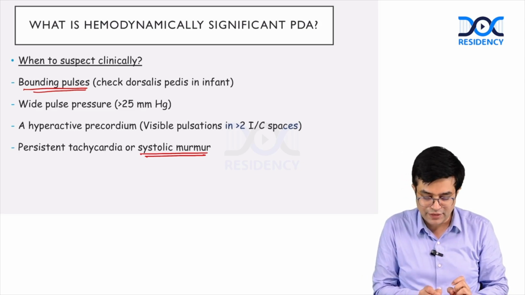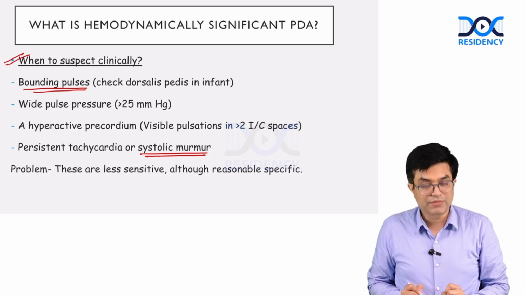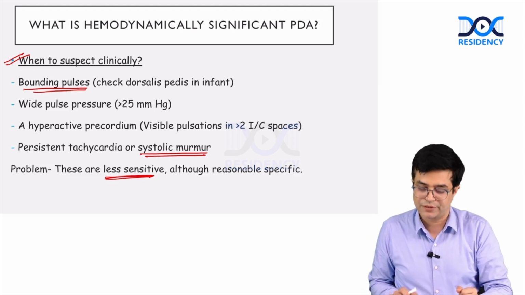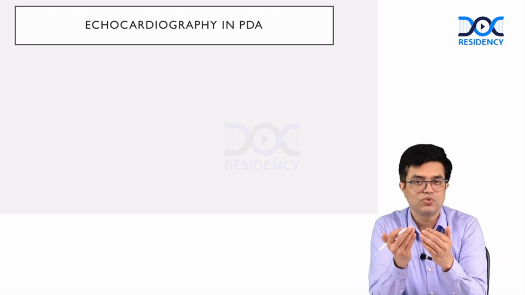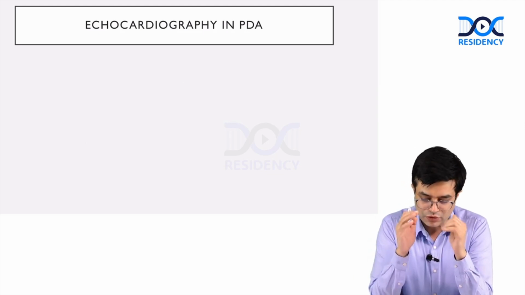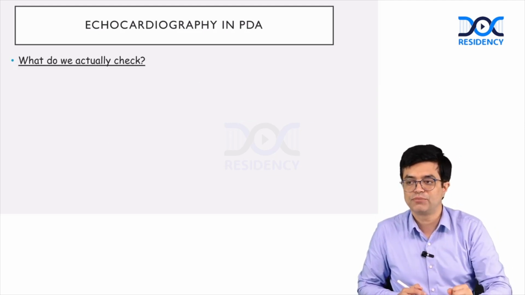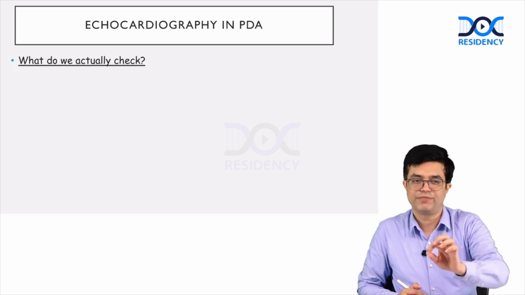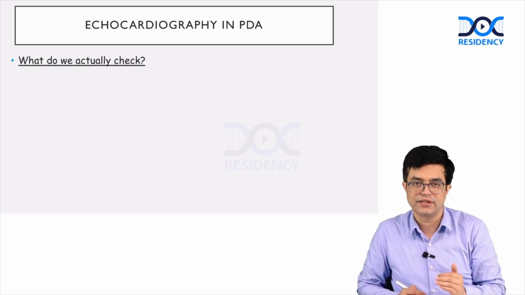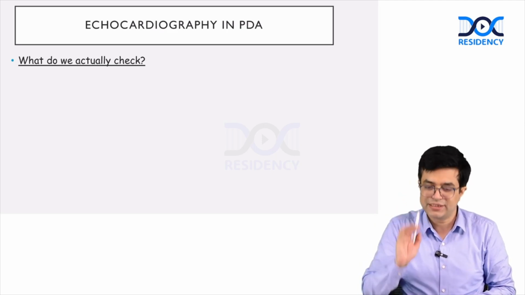So these are the clinical features which will raise the suspicion. The problem is, these are less sensitive, although they are reasonably specific in the patient. Now, the second tool which I said to define HS PDA is echocardiography. When we do echocardiography in a suspected patient of PDA or an extreme preterm child, you want to check whether PDA is there or not. So what exactly are we going to check? We are going to check basically three things.